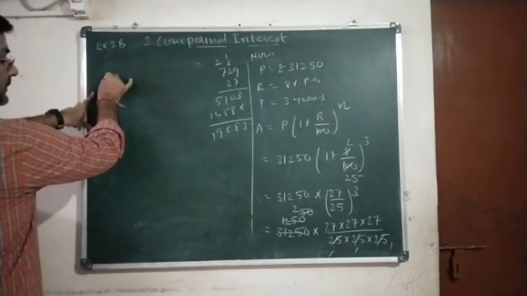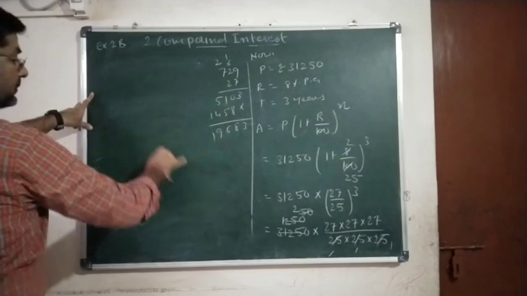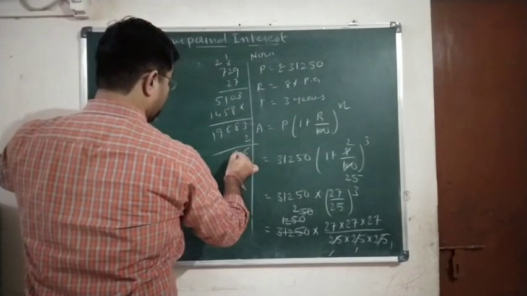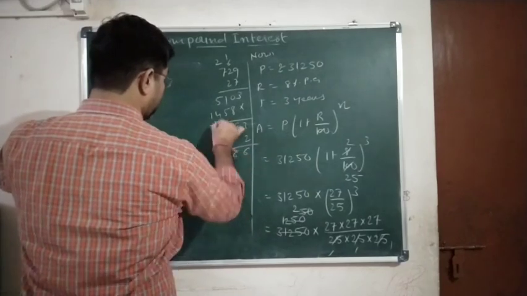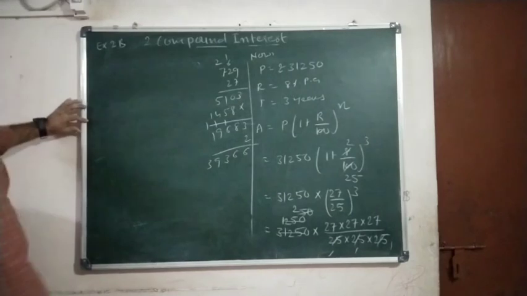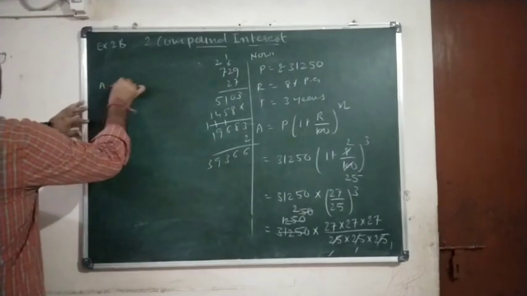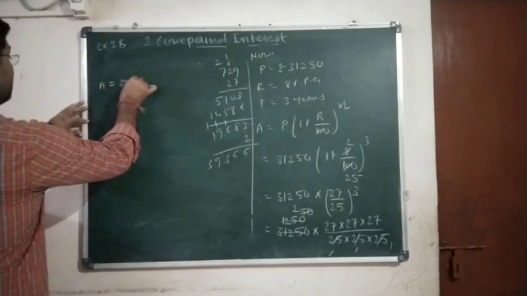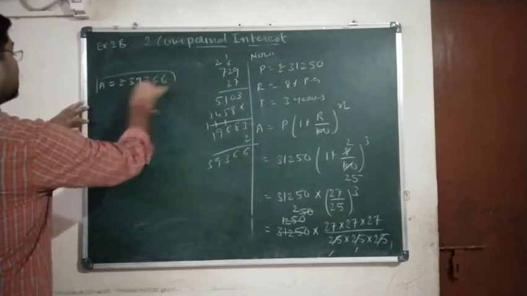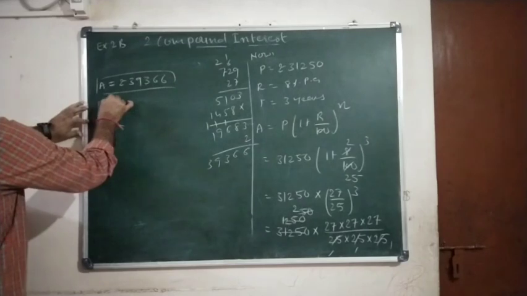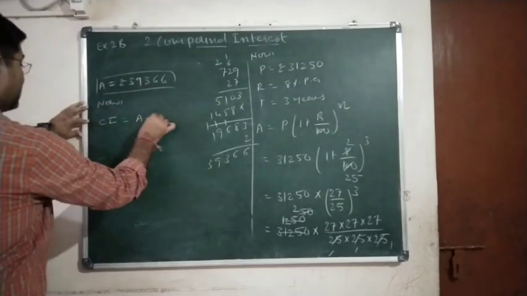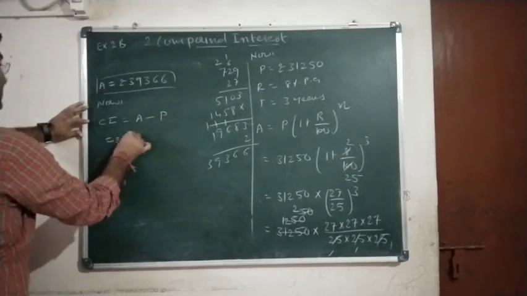Okay, so into 2 we have to do 2 3s are 6, 2 8s are 16, 2 6s are 12, 2 9s are 18, 2 1s are 2. Okay, so 39366. Amount we got to be rupees 39,366. Now we have to find out CI. CI is equal to A minus P.